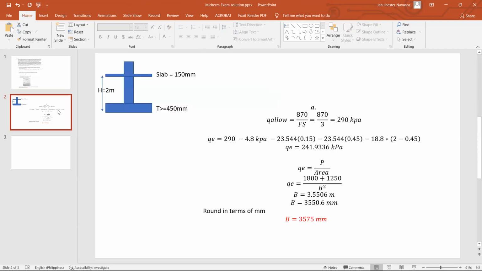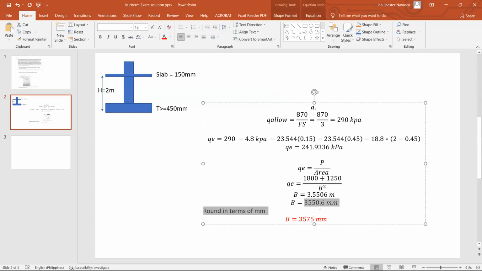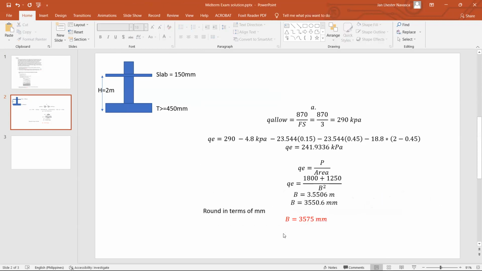Okay, so ano ba yung nearest 1 inch ng 3,550.6, nearest 25 millimeters? So, ang divisibility ng 25 is 25, 50, 75, 100, di ba? So, this time, lampas na siya ng 3,550. So, therefore, we can use the width of the footing to be 3,575 millimeters. So, this will be your answer for problem 1A.